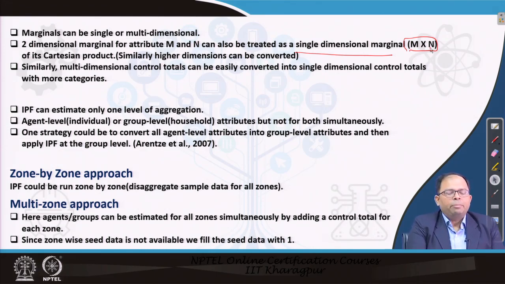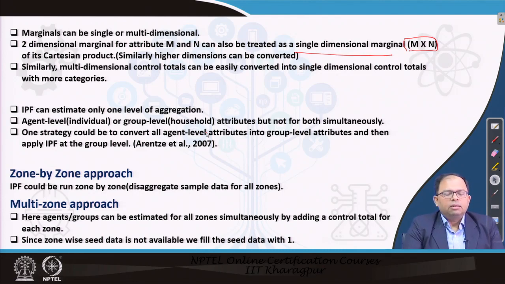And then the next issue with IPF is that IPF can estimate only one level of aggregation. That means agent level or individual level, or group level, that is household attributes, but both cannot be done simultaneously. That means we can match the individuals in a zone with the control totals, or we can match the households in a zone with the control totals, but we cannot do them together.